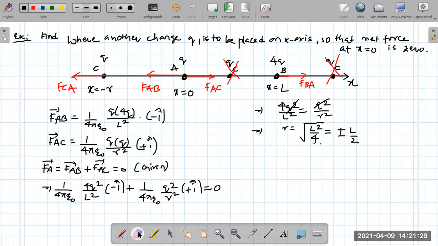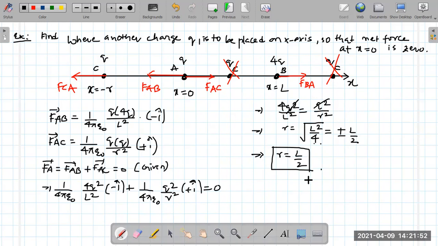But in the given case, can R be equal to minus L by 2? No, sir, it cannot be, because it has to be placed on the left side. In that case we will not get the net force to be 0. So we say R is equal to L by 2. Got the point?